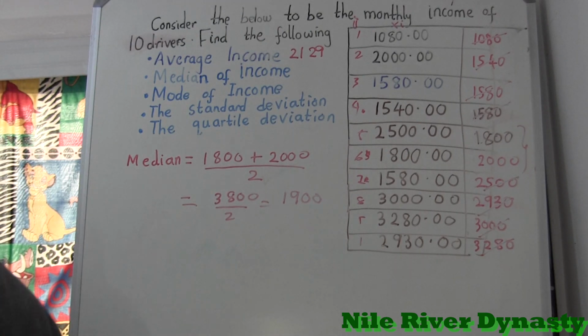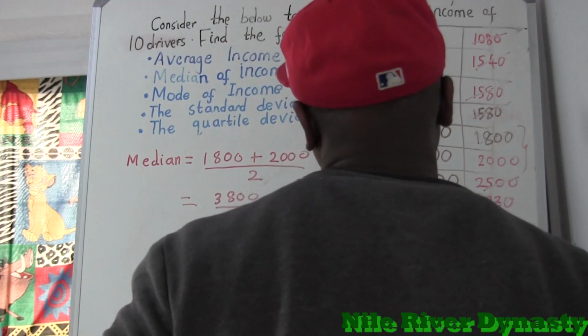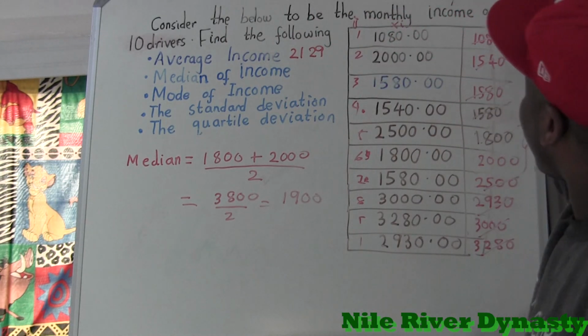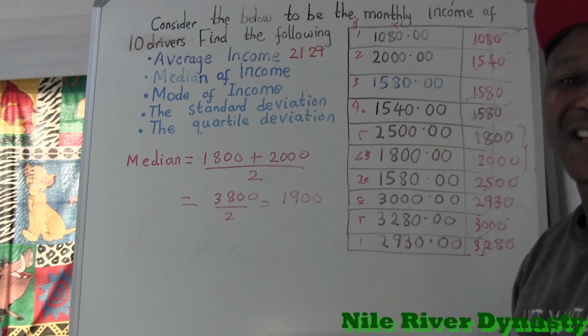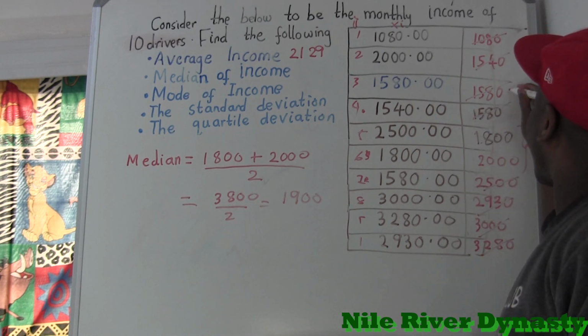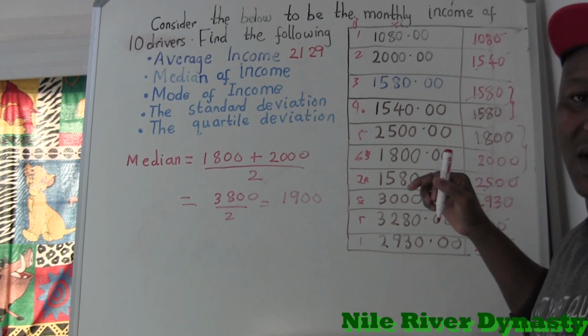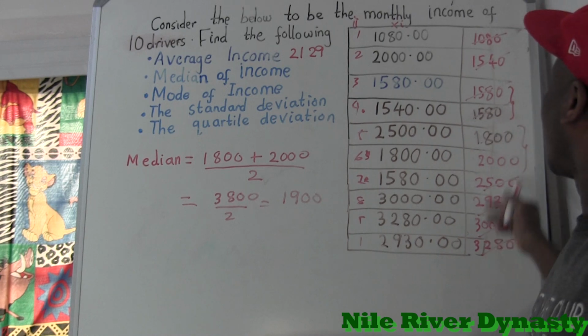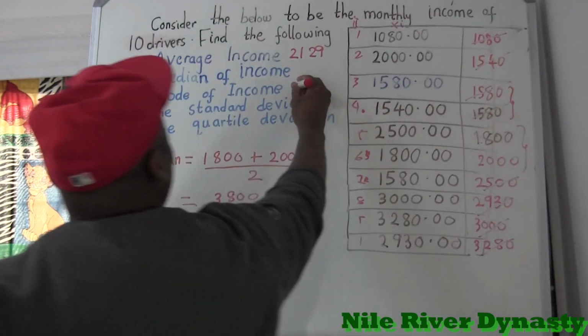Now, mode. Mode is the number which appears the most. Which number appears the most among all of these? The one with the highest frequency. So our mode is going to be the number which appears the most, which is going to be this one. These appear many times.